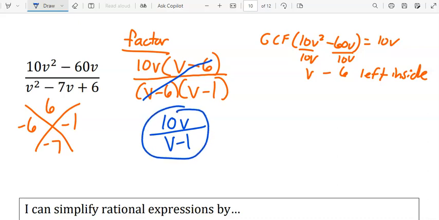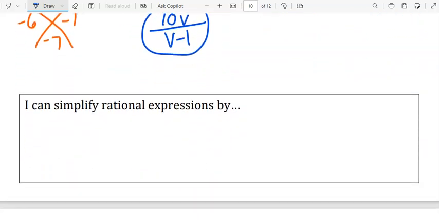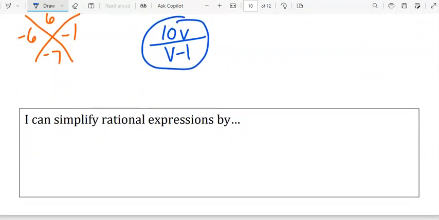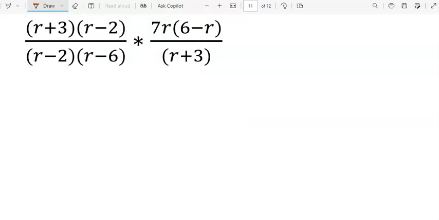Before moving on to the next page, answer the question in the box. I can simplify rational expressions by, in your own words, describe what we were doing on this page to simplify these expressions. Pause the video. Once you answer the question, move on to the next page. On the next page, we're multiplying and dividing rational expressions.